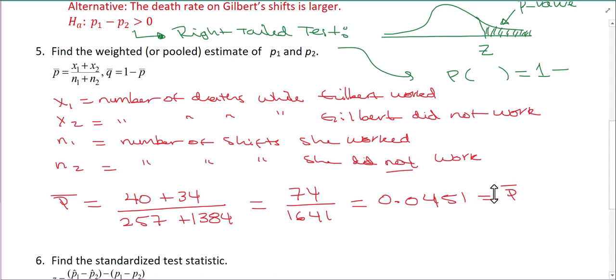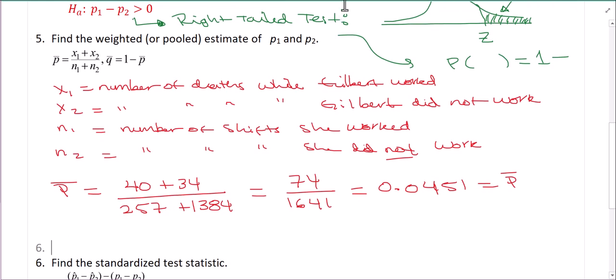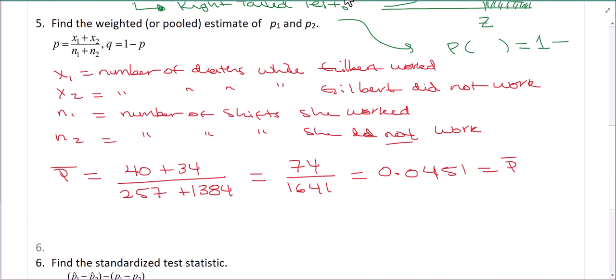So this is our pool estimate of P1 and P2. And P1 and P2, remember, those are population parameters. So we could do a confidence interval to see what is the true proportion of deaths on shift when she was working, on all of her shifts. So let's try, what about Q bar? Well, Q bar is 1 minus P bar.